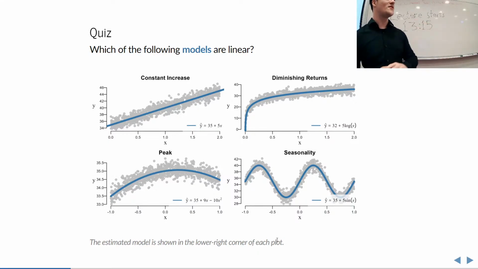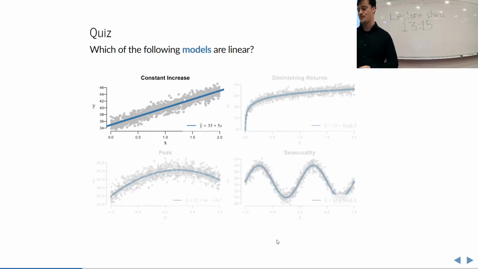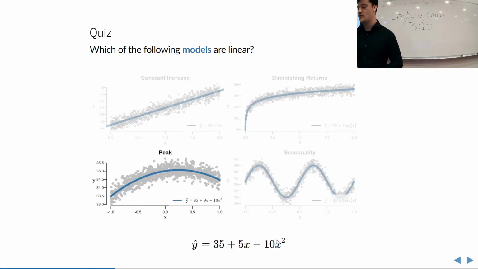But diminishing returns, just fine. Just use a logarithm or a square root or something. A peak, doesn't matter. Just add a polynomial term. Seasonality, okay, we're getting to the part where linear models are not the strongest, but it's still possible just by adding a sinusoidal term. So linear models are really, really versatile. And what we're going to teach you both in the basic and in the advanced statistics course is how you can make them even more versatile.